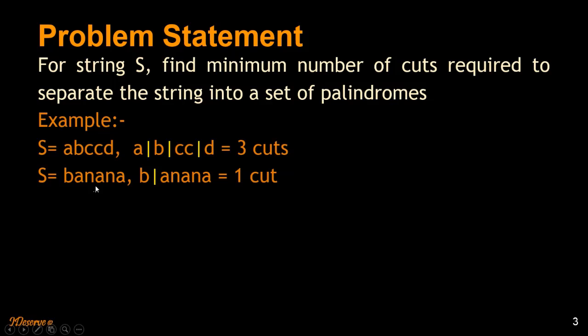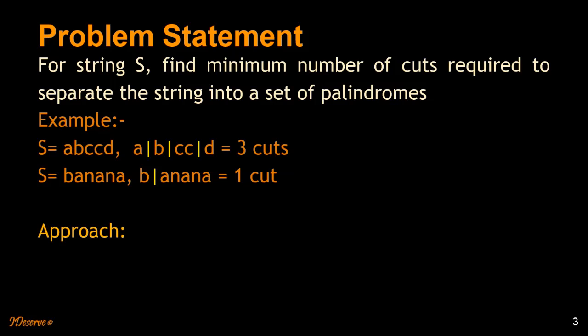If you observe closely, you'll see that banana can be split up into multiple palindromes, right? Here, if you cut after B and then after A and then after N, you will have 1, 2, 3 and 4 parts, right? But you are ending up with 3 cuts. However, that is not the optimal number of cuts. The minimum number of cuts to split up banana is 1. That is what we need to figure out, right? The minimum number of cuts required to split the string into a set of palindromes.